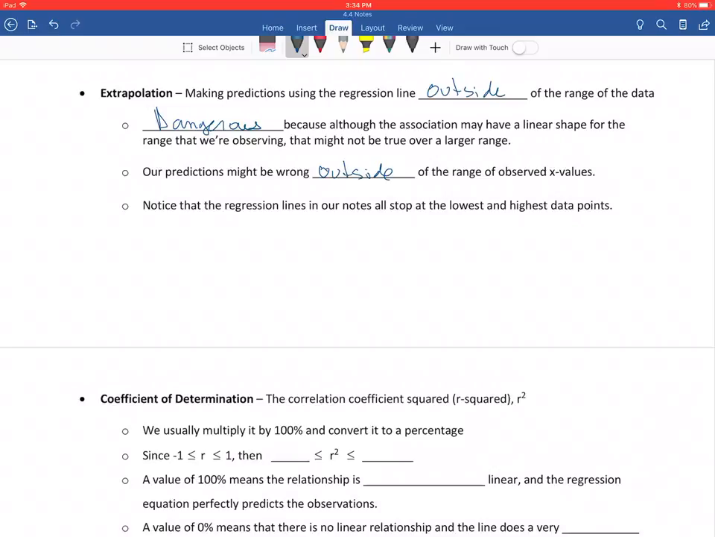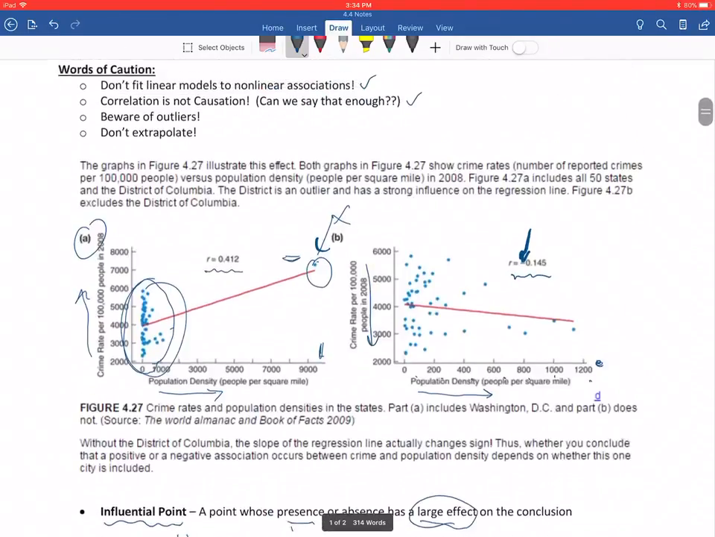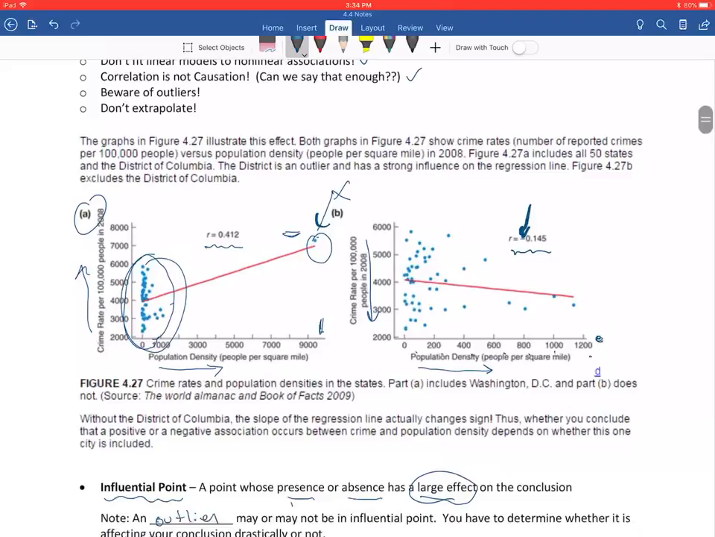So it says, notice that the regression lines in our notes all stop at the lowest and the highest data points. So if we go back and look, we only have 2 in this note packet. But notice this regression line starts here and ends here. It's not like a normal line from algebra class that has arrows in both directions. So what we're saying is this does not necessarily make sense beyond what we know.